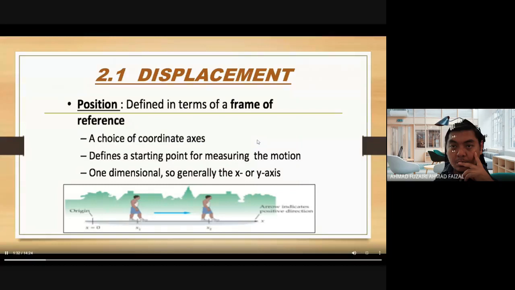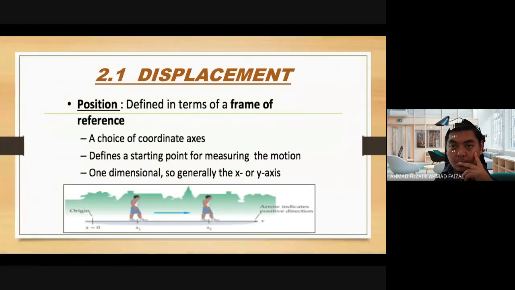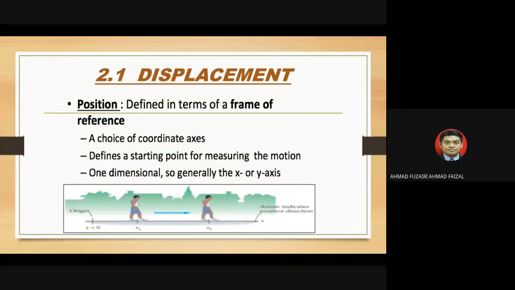Motion involves the displacement of an object from one position in space and time to another position. To explain this motion, we require a coordinate system with a specific origin. Position can be defined in terms of one frame of reference. It is a choice of coordinate axis that will define a starting point for measuring the motion. In this chapter, we focus on one-dimensional motion only. So you may choose your motion either along the x-axis or y-axis.